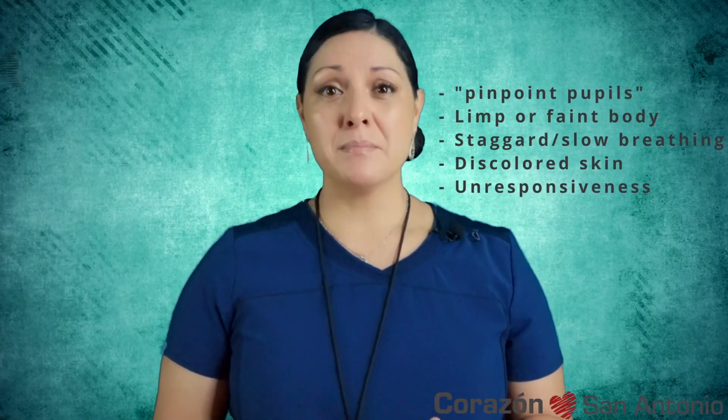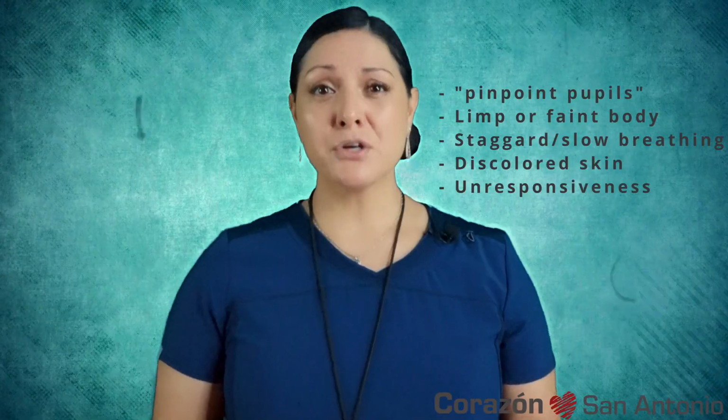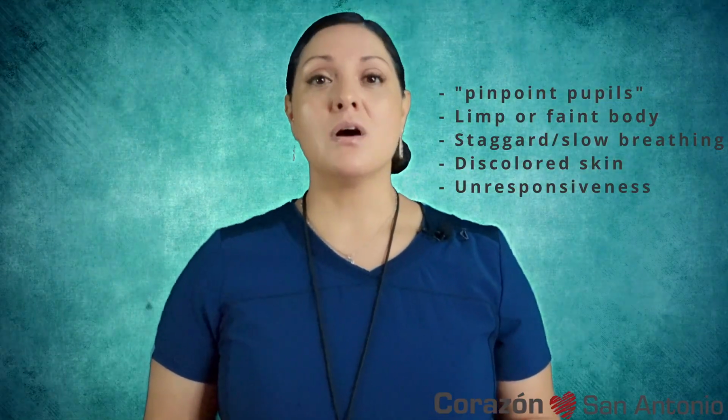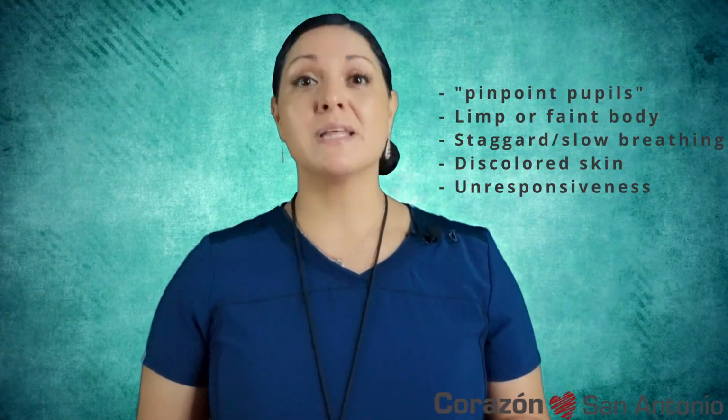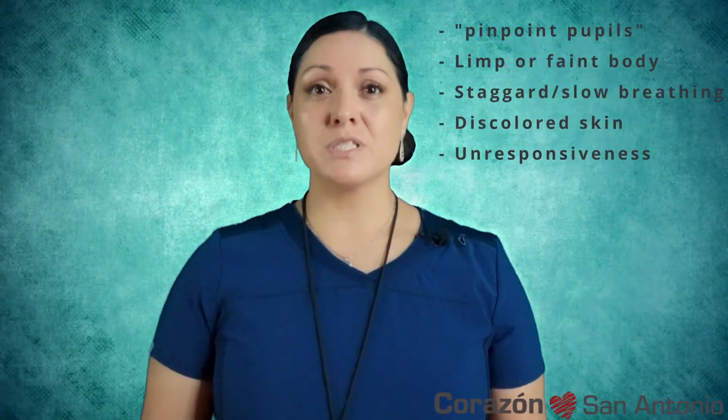In response to the opioid crisis and the recent fentanyl epidemic within our community, today I'd like to share with you the signs and the symptoms of an overdose and how to respond to an overdose to potentially save one's life. Signs of an overdose can include, but are not limited to, pinpointed pupils, limp or faint body, staggered breathing, slow breathing, also discolored skin from the lack of oxygen, and unresponsiveness.